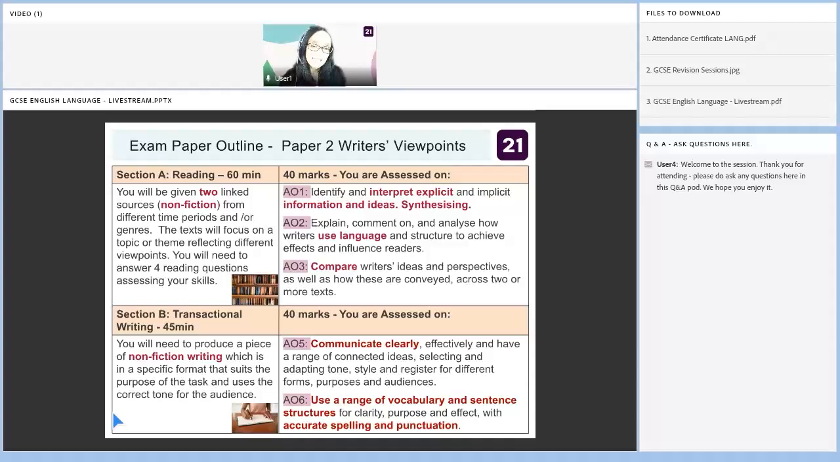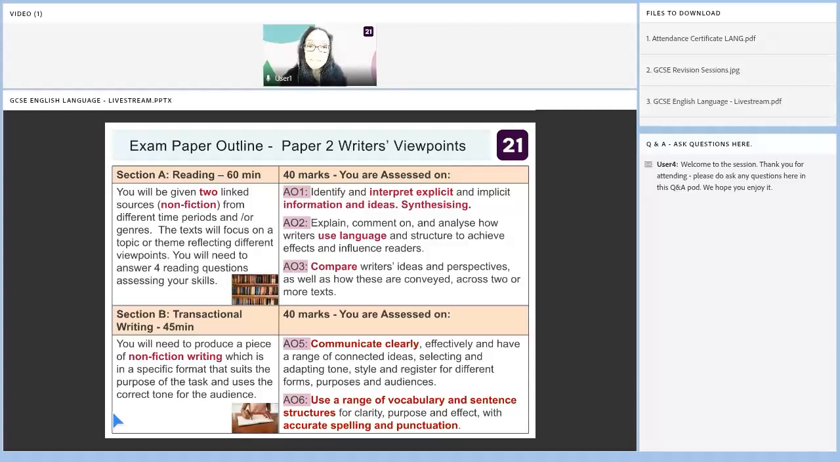Thank you, Cara. So now I'm going to take you through a little bit about paper 2. So as Cara said, paper 2 is your non-fiction paper, and some of the skills are slightly different to paper 1. So for paper 2, you are working with 2 non-fiction sources, source A and source B, which are linked by a topic or a theme.